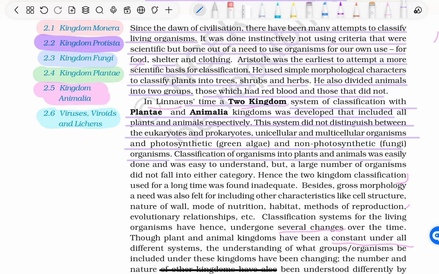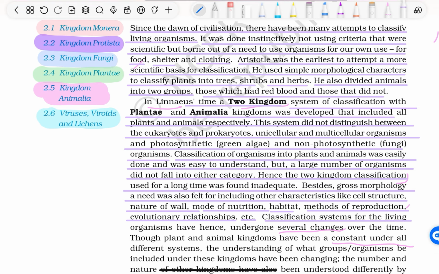Classification of organisms into plants and animals was easily done and was easy to understand, but a large number of organisms did not fall into either category. Hence, the two-kingdom classification used for a long time was found inadequate. Besides gross morphology, a need was also felt for including other characteristics like cell structure, nature of wall, mode of nutrition, habitat, methods of reproduction, evolutionary relationships, etc.